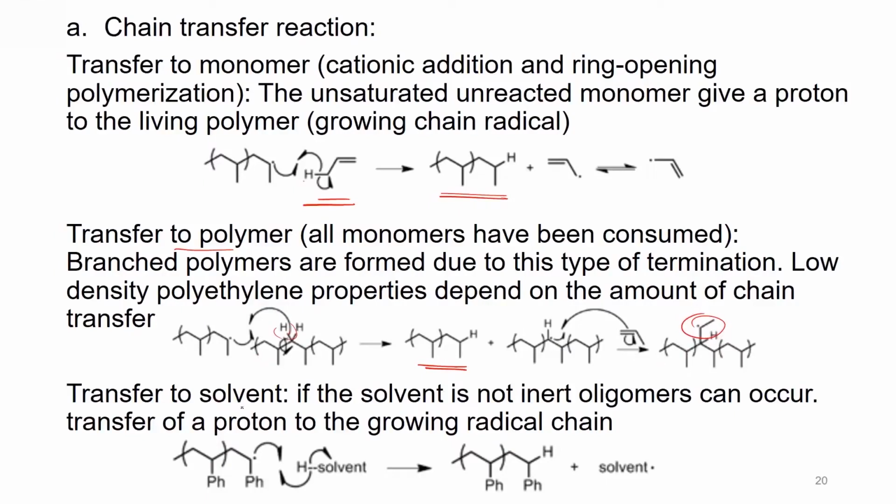Now, the transfer to solvent. This means most of the time we should not use any solvent that can interact with my polymers, but sometimes the solvent is not inert anymore and it will give away one of its protons to my growing chain, and when it happens my polymer will stop growing and the solvent will just cause my polymer to form oligomers.